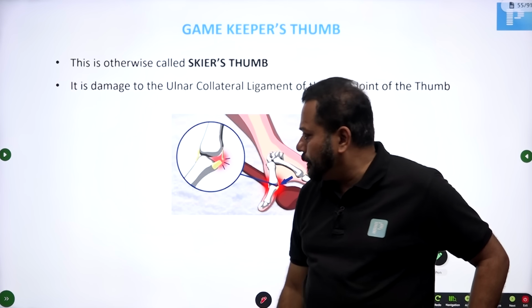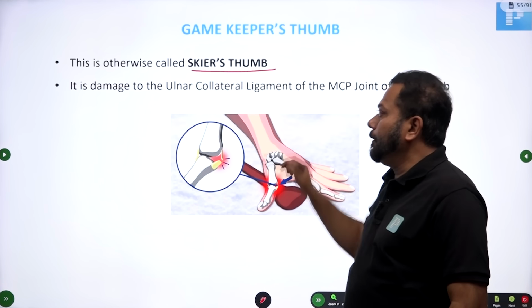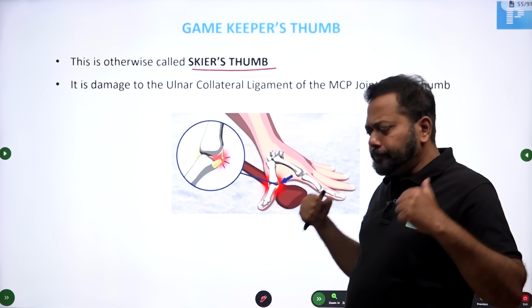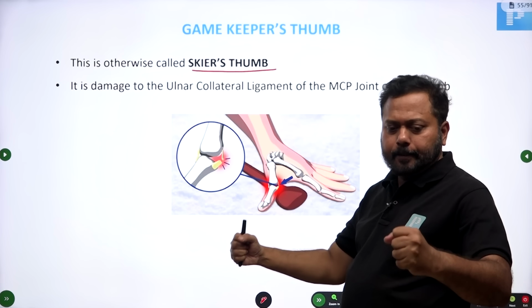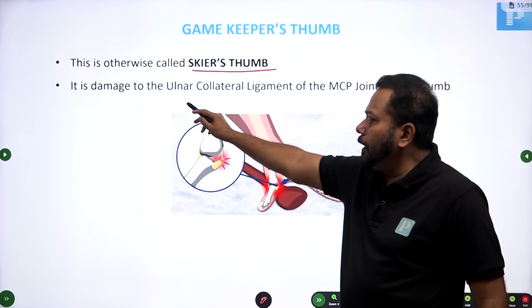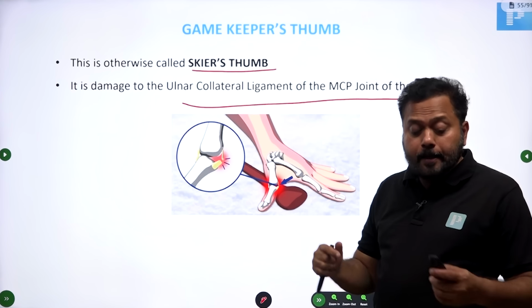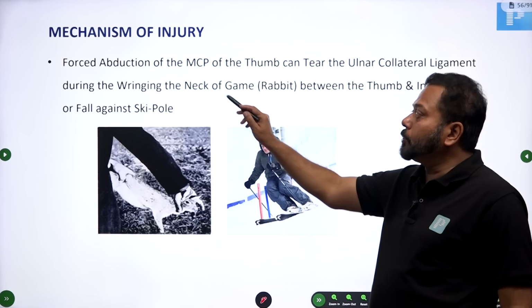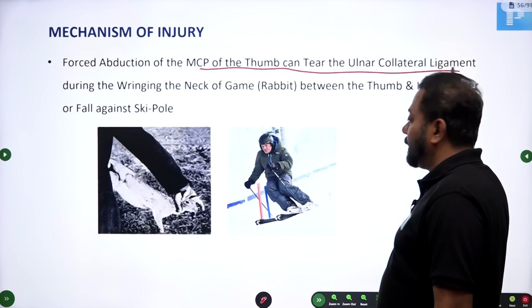What is this gamekeeper's thumb? Gamekeeper's thumb is otherwise called skier's thumb. You know skiing, in hill snow. The stick they are holding is called a ski pole. So this is due to damage of the ulnar collateral ligament of the metacarpophalangeal joint due to unexpected sudden abduction of the thumb. Forced abduction of the metacarpophalangeal joint of the thumb can tear the ulnar collateral ligament.